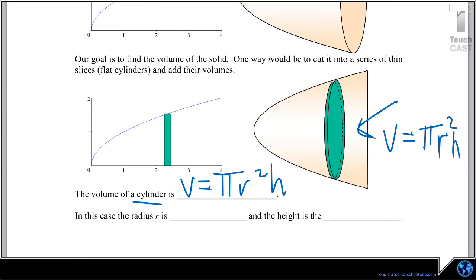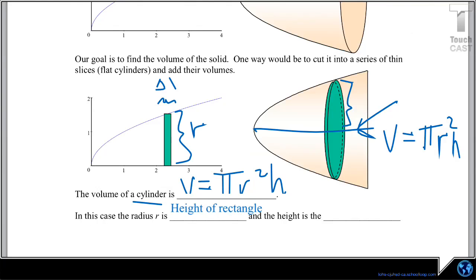But in this cylinder, these radii that we were looking at, remember that I would only need half of that for a radius. So there's my radius. So they're the height of my rectangle. And our height is the thickness of our disk, but we would assume that we would make all the disks the same thickness. So they're just going to be a delta x, or of course dx.